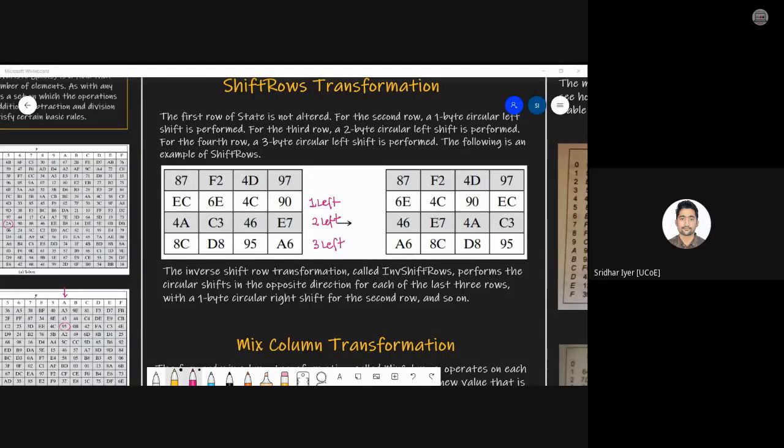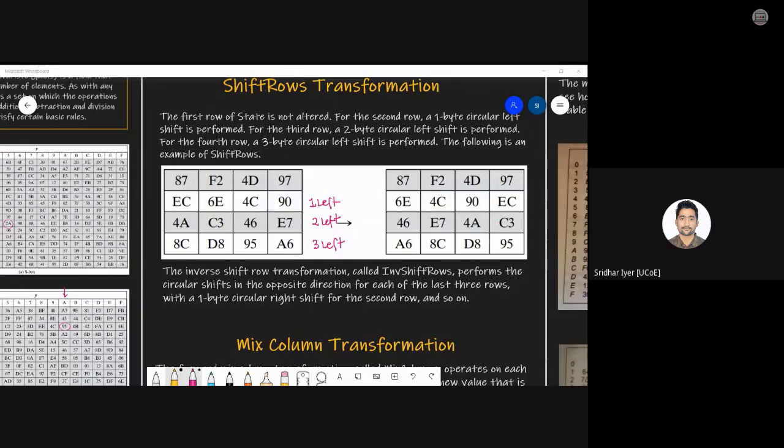We are talking about the ShiftRows transformation, that is the second transformation. Once we are done with S box substitution, whatever is the output, we apply the ShiftRows transformation on that. Simple. So we keep the first row as it is. We make a left shift of 1 in the second row, a left shift of 2 in the third row, and a left shift of 3 in the last row. Am I clear? Any confusion with this? Do let me know. Clear.